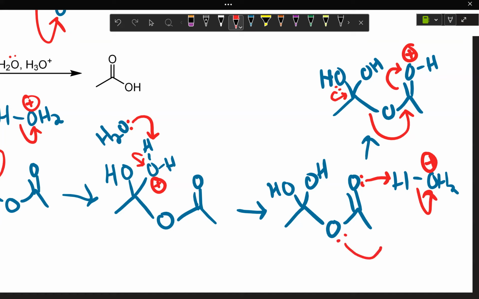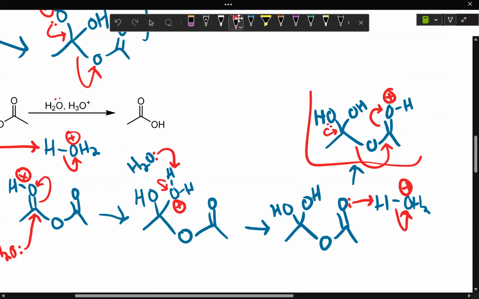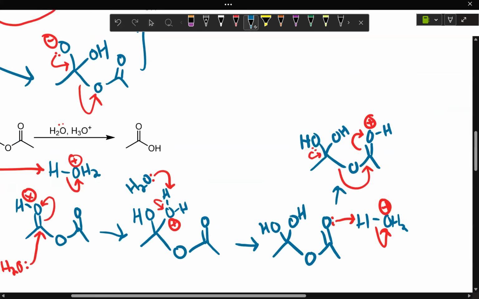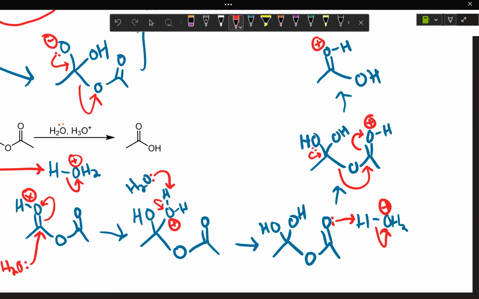I don't know if Dr. Mullins will be okay with you protonating this oxygen specifically. Talk to him about that. But I know it would be correct to protonate the top one. So let's show the result of that. We kicked off our acetate group, so now we have a carbonyl that's protonated, and what's separating us from the product is just deprotonation.